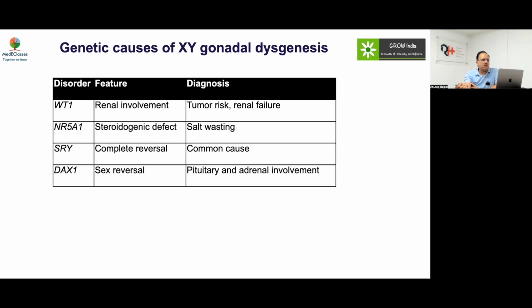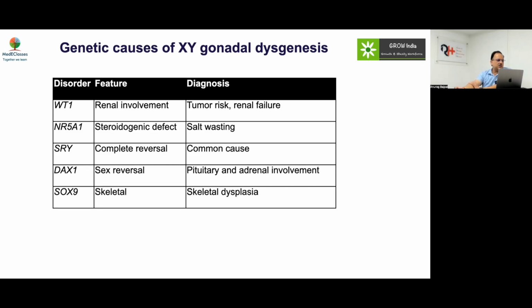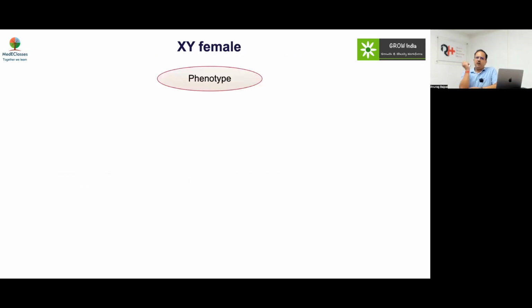10 to 20% of cases may have an SRY deletion. DAX1 causes pituitary adrenal involvement along with sex reversal, and SOX9 will have skeletal dysplasia. So these are the common manifestations in terms of XY DSD, which causes the gonadal dysgenesis.